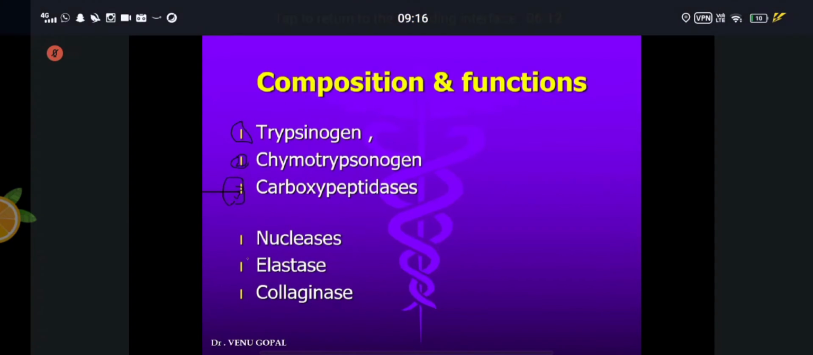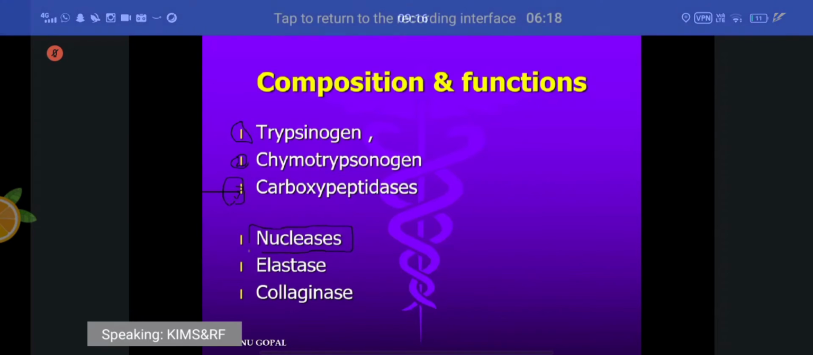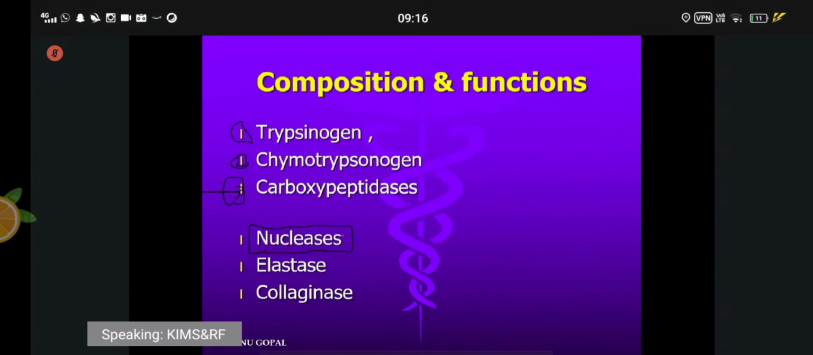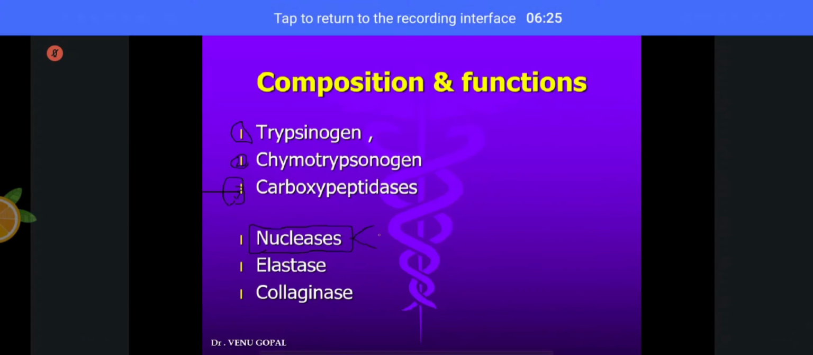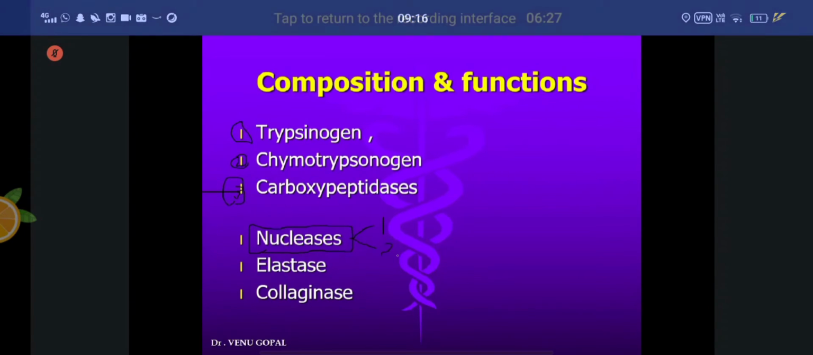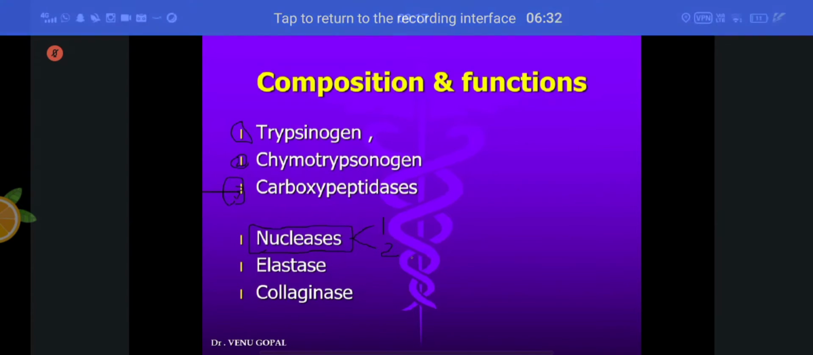Okay, then we have different nucleases. What do you mean by nucleases? What is the function of these enzymes? There are two categories here. What are the two categories under nucleases and what is their function?